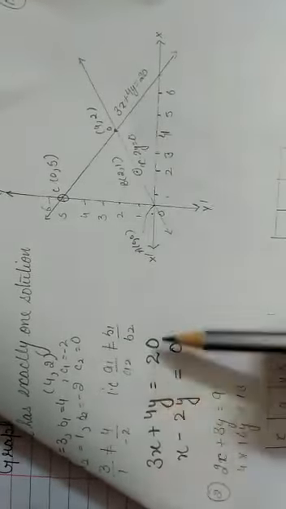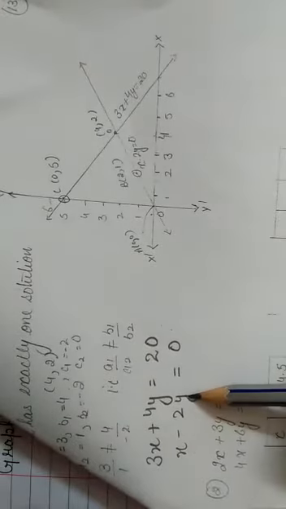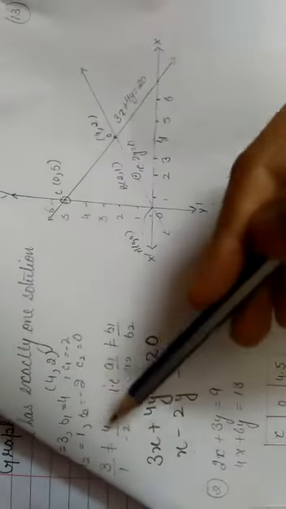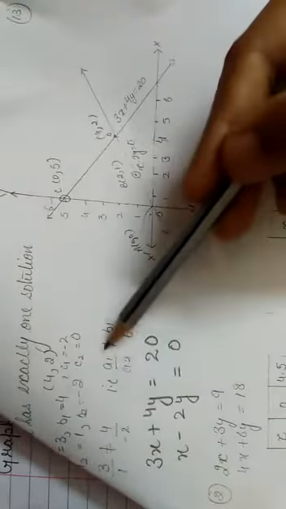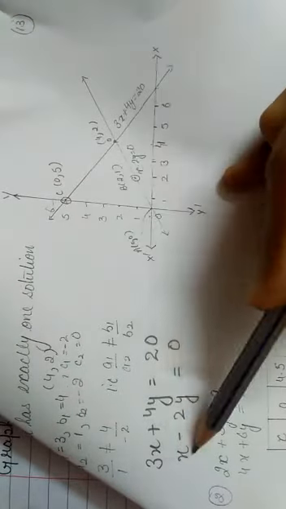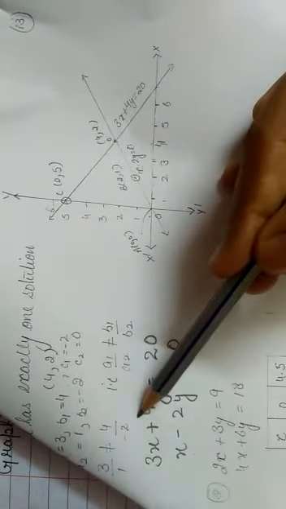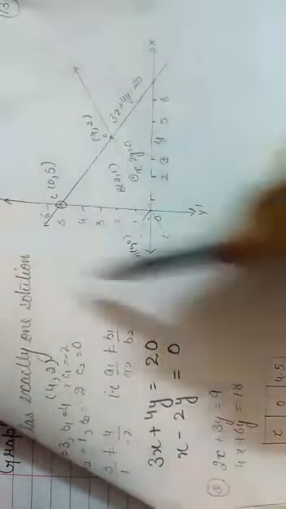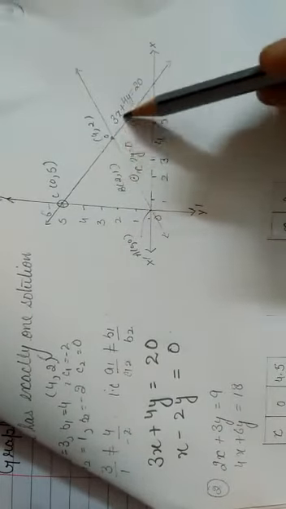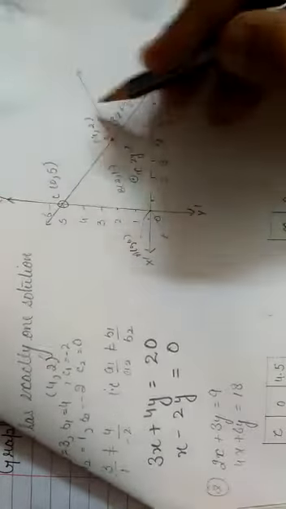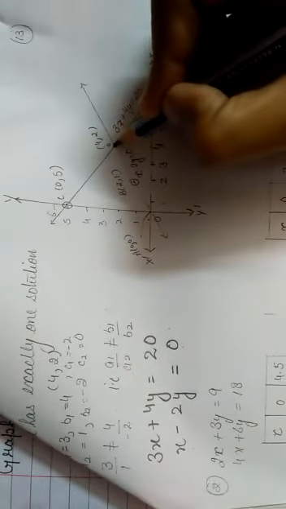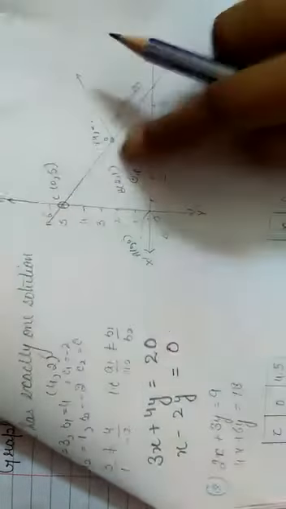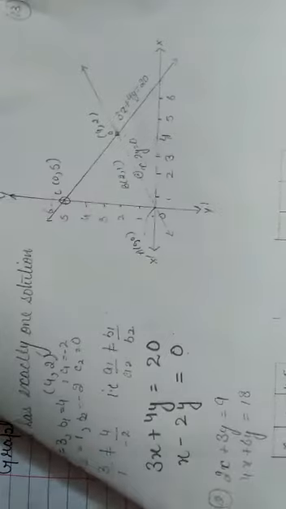Consider these two lines: 3x plus 4y equals 20, and x minus 2y equals 0. When we compare these ratios, we find that a1 upon a2, that is 3 upon 1, is not equal to 4 upon minus 2. As I told you, if these ratios are not equal, in the graph we can also see that these are intersecting lines. As these two lines intersect at this point, this point will be the solution of these equations, that is only one solution.